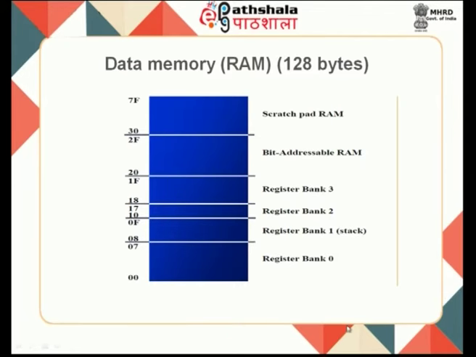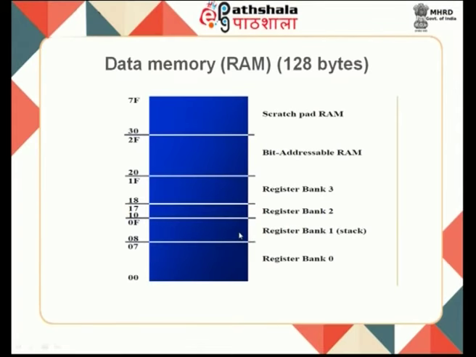So, based on these RS locations, RS0 and RS1 together, if it is 00 it will be this place, if it is 01 this will be the place, if it is 10 this will be the place, 11 this will be the place. So, based on that, your registers R0 to R7 are located in your data memory. I will call them registers, but those registers are also written or updated only in these memory locations.